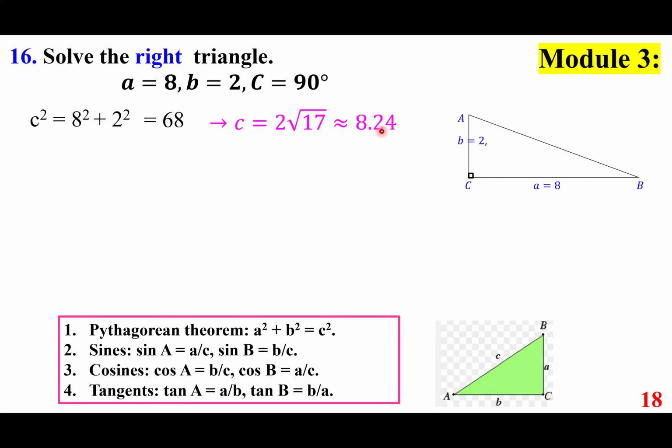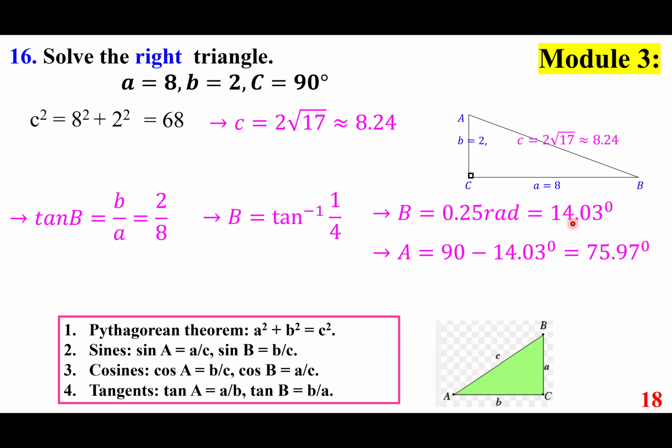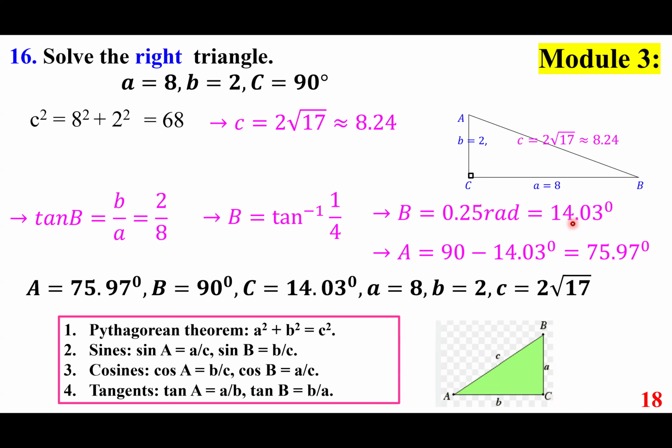Now that you have all sides, you can use, for example, tangent. Tan of this is the opposite, 2, over the adjacent 8, or 1/4. B is tan inverse of 1/4, 14.03 degrees. You subtract this from 90 and it gives you the last one. And you have all the angles. So this is using the right triangle. It's very simple.